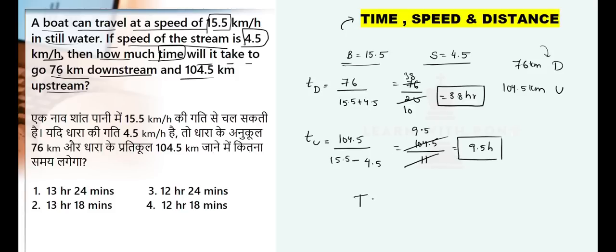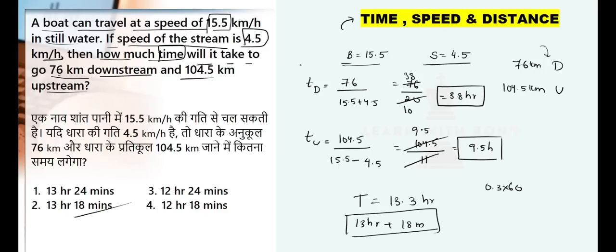So total time, how much? 9.5 plus 3.8 is 13.3 hours. Here they have given options with minutes. So 13 hours plus 0.3 hours. 0.3 times 60 is 18 minutes. So 13 hours 18 minutes is our answer. Option number 2. Next question.